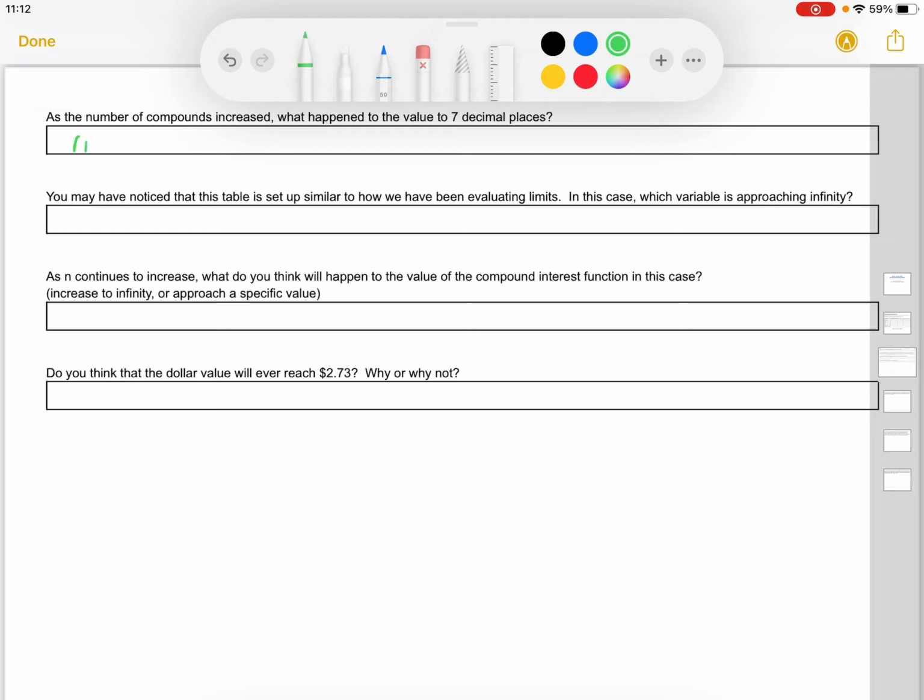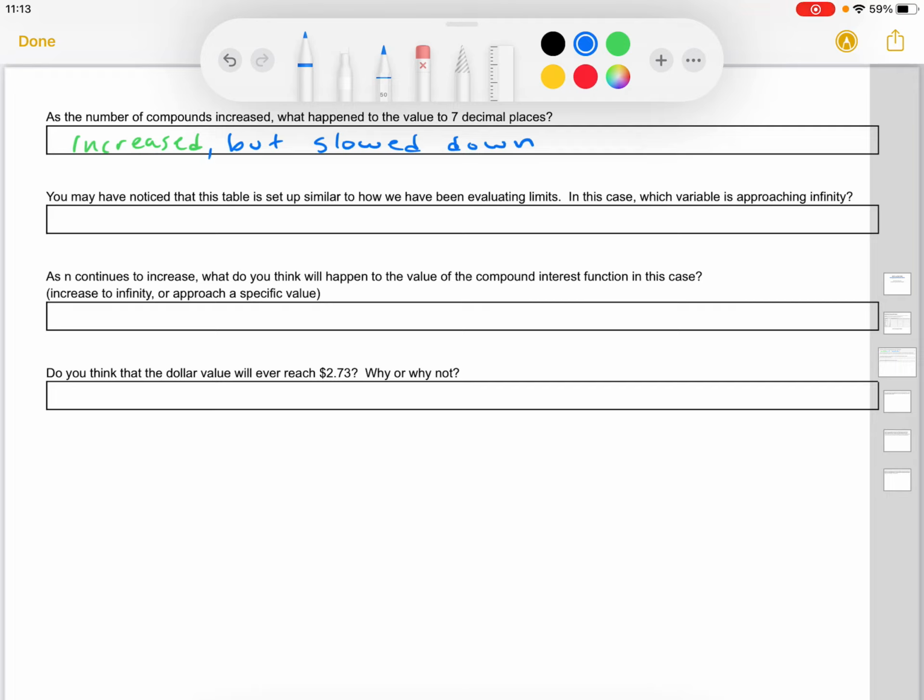Right, so this increased, but it didn't always increase at the same rate or at the same amount. So it increased, but slowed down as it was increasing. Right, beyond a certain point, you weren't even getting 1 more cent being added on, despite increasing the number of compounds considerably.